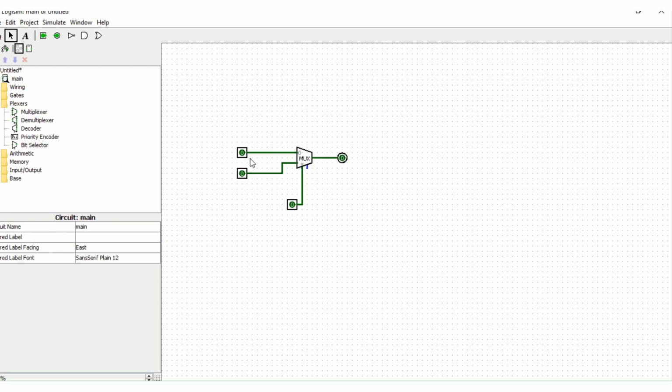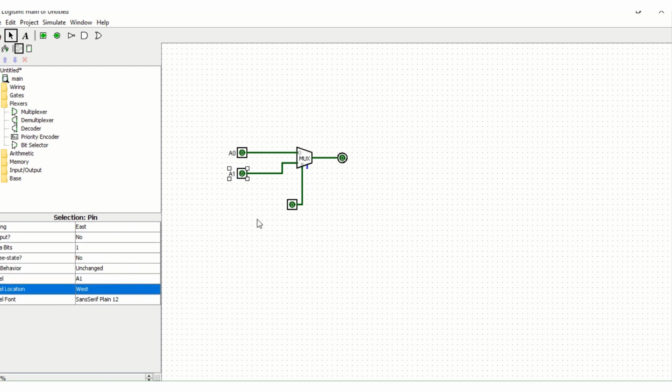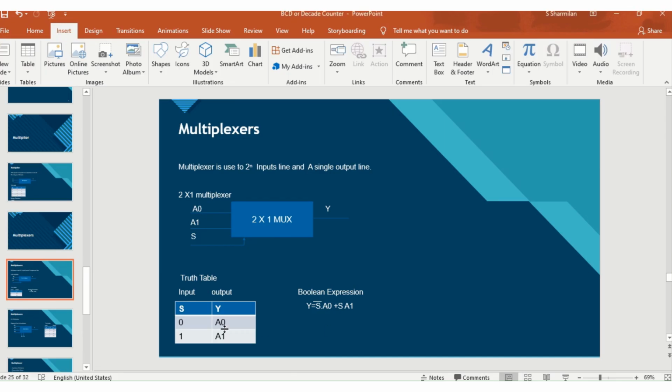Now I am going to put the labels on the inputs. This is the input of A0. This is the input of A1. This is also an input, S. My output is y. Now we are going to see our truth table.